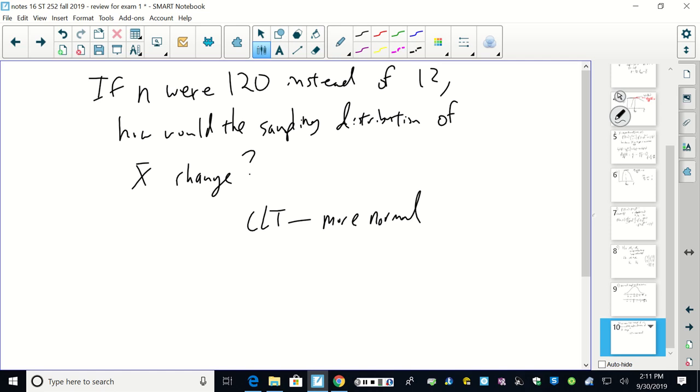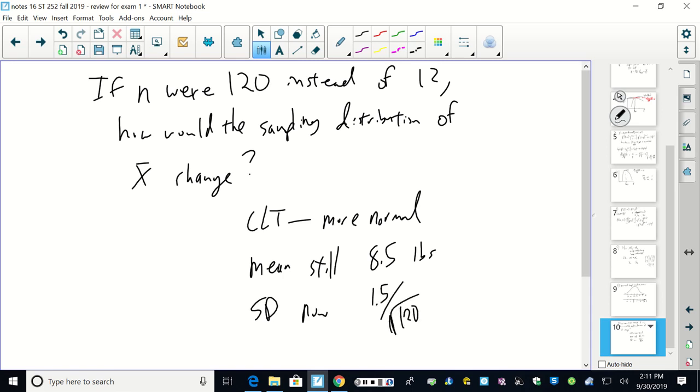The other things that are important are things like the mean should still be this 8.5 pounds. Right? Should still be the same, but now narrower. It was 1.5, but now over square root of 120. So it should be quite a bit narrower. Right? So the chance of being over 10 pounds from a sample of 120 is just never going to happen because it's just so close. Right? So that gets at a few of the problems that are there.